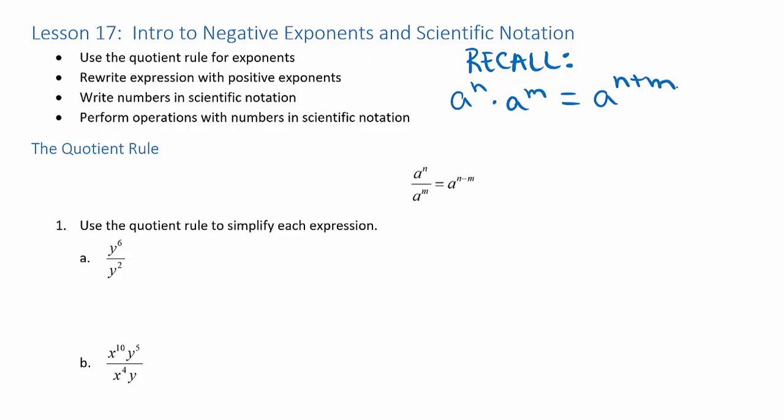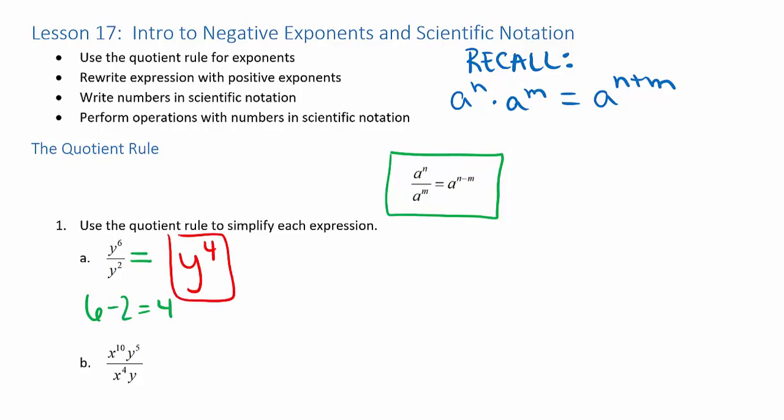In a previous section, I gave you guys the product rule, which says when you multiply something with exponents, you add the exponents. In this section, I'm going to give you the quotient rule, which says if you want to divide with exponents, you subtract the exponents. For example, in 1a, the quotient rule says we would subtract the exponents. 6 minus 2 is 4. And so my answer would be y to the fourth.